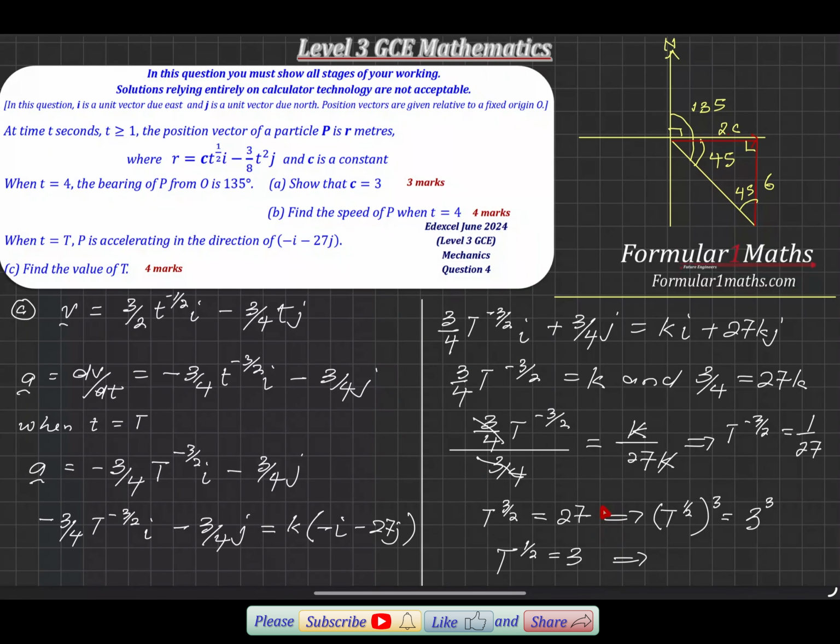To find T, I'm going to square both sides of the equation. If I square both sides, the left-hand side becomes T, and the right-hand side becomes 9, because 3 squared is 9. And so the value of T required is 9. And this is the solution to part C of the question.